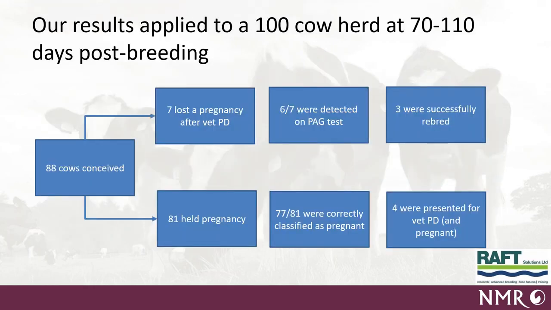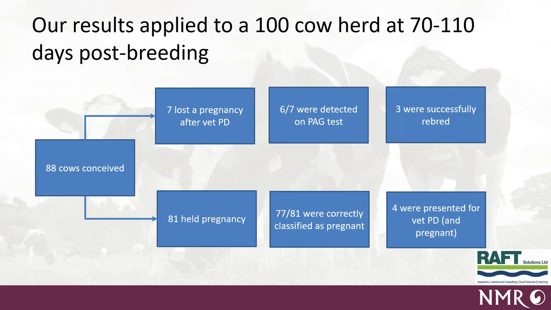But taking all those data and combining it together, what we wanted to do was to see what's the effect. How can we use this test to detect those cows that have lost a pregnancy, and how does that translate? How do we see that in real life on our study cows? So we've taken the data from those 1,000 cows and modeled it into a 100 cow herd, so it's easy to understand and visualize what was happening.